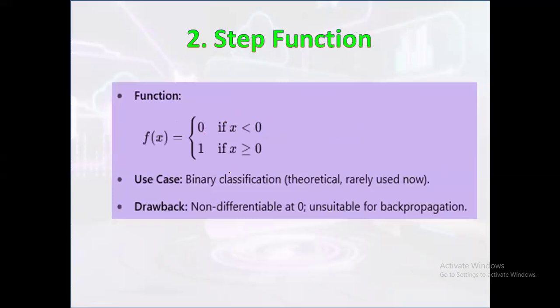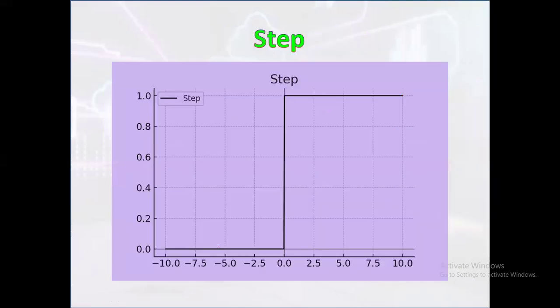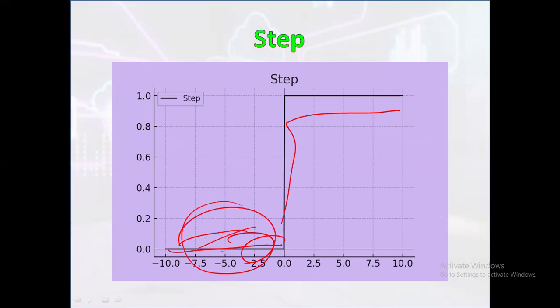Next is the step function. If the weighted x value is less than 0, the output is 0. If it is greater than or equal to 0, the output is equal to 1. The step function graph displays a sudden jump. Below 0, the value is 0, and then there is a sudden jump. For all negative inputs, the value is 0.